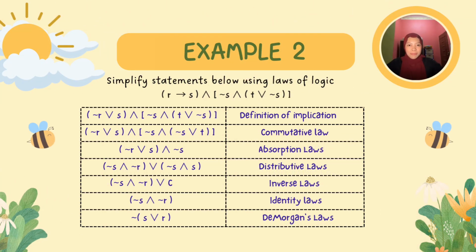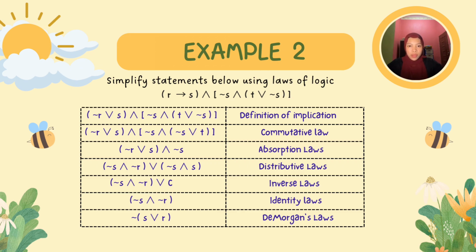Okay, let's move to example 2. Simplify the statement below using the laws of logic. The original statement is (R implies S) and [not S and (T or not S)]. The first step is to use the definition of implication, where R implies S can be rewritten as not R or S. So our statement becomes (not R or S) and [not S and (T or not S)].